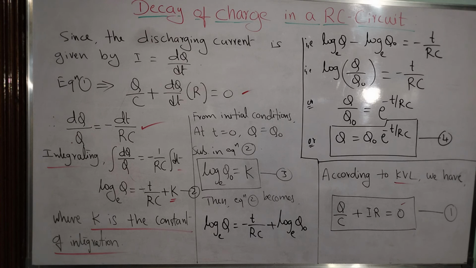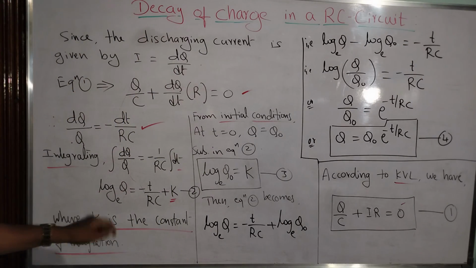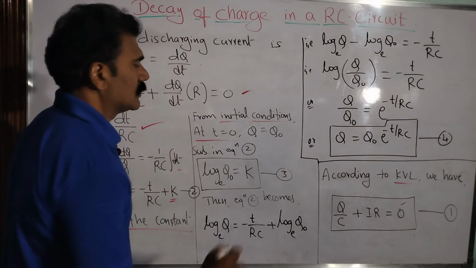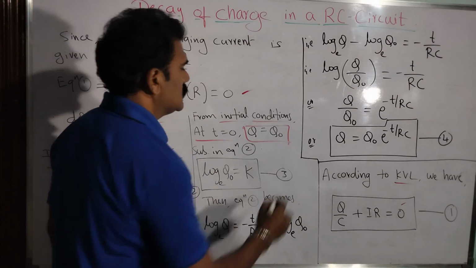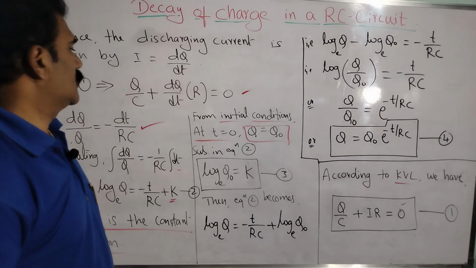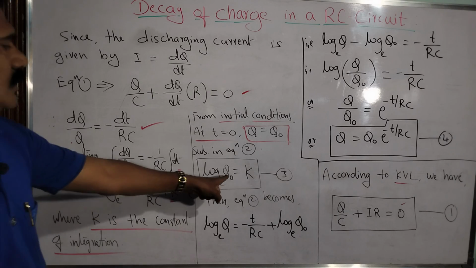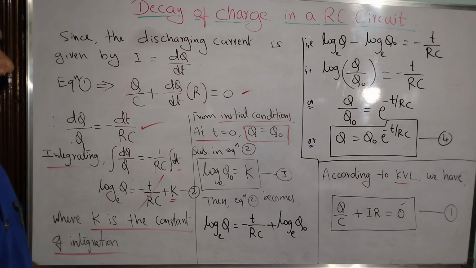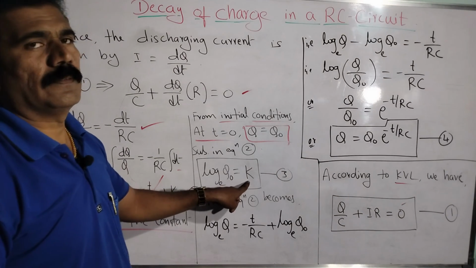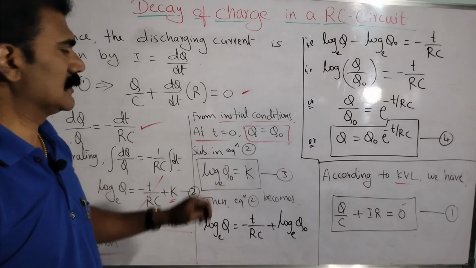So you have to find the value of the constant of integration also. How do you find that? As usual, by applying the initial conditions. At time t equal to 0, which is the initial condition, the charge on the capacitor is q naught. Substitute that in equation 2 now. You will get log q naught in place of q, and t is 0, so that term is 0. Therefore log q naught is equal to k, with base e again. So k can be considered as log q naught with base e.